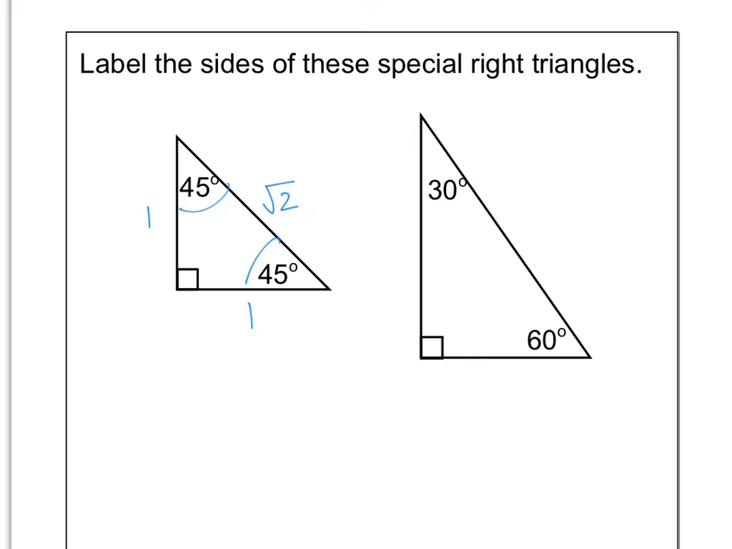On the 30, 60, 90 triangle, whatever the shortest side is, I call that 1. The hypotenuse will be twice as much, so 2. And the longer leg would be root 3 times as much as the shorter leg.